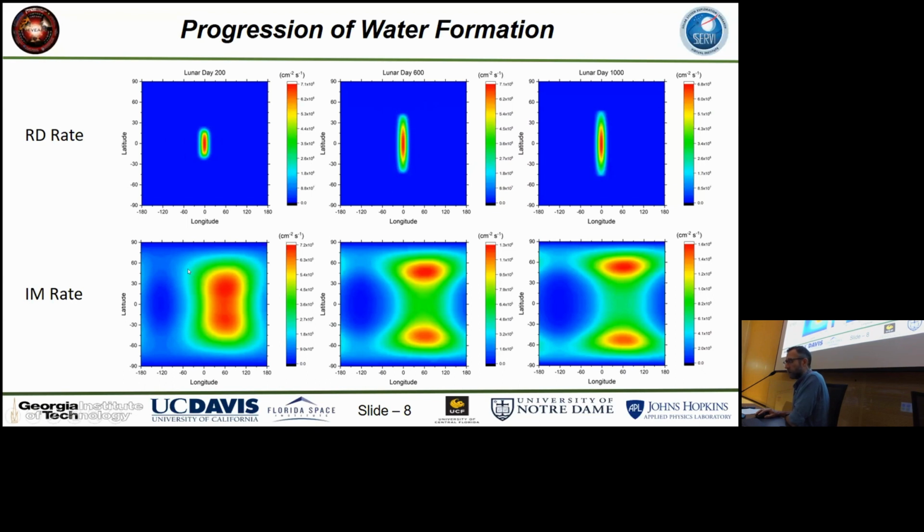Interestingly, it has a pretty strong effect on the impact melt because you're removing those hydroxyls faster than the impact melt is. And so the peak water production initially in the impact melt is centered around the equatorial region. But as the recombinative desorption is removing those hydroxyls in the equatorial region, it's then dominated in the colder polar latitudes through the impact melts.